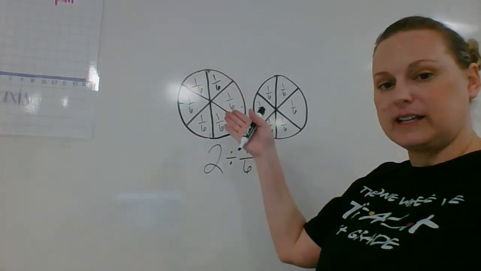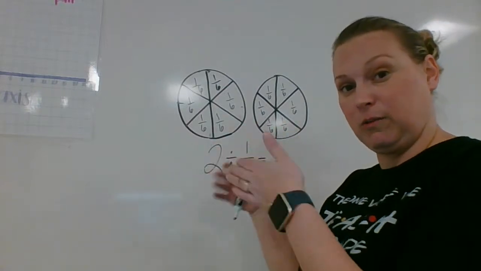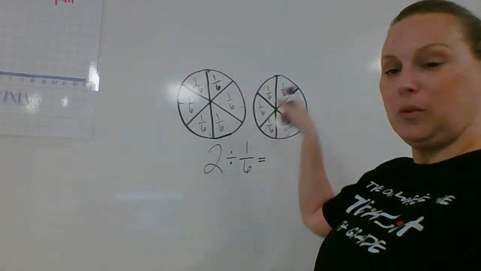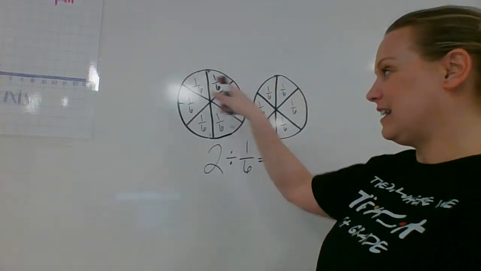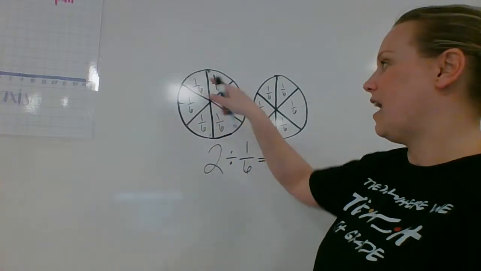These could be pies. Would it have been better if I went with food like usual? So 2 whole pizzas divided into sixths. How many pieces of pizza do we have?